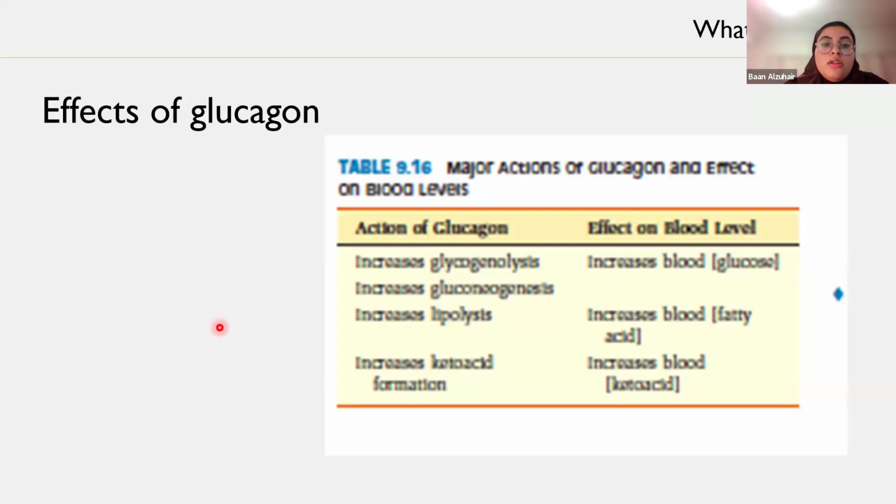It increases gluconeogenesis, increases glucose formation, which also leads to an increase of glucose in the blood. It increases lipolysis. That means it increases free fatty acids in the blood. And it increases keto acid formation. Keto acid formation comes from the free fatty acids that are found in the blood. So these are the actions of glucagon.